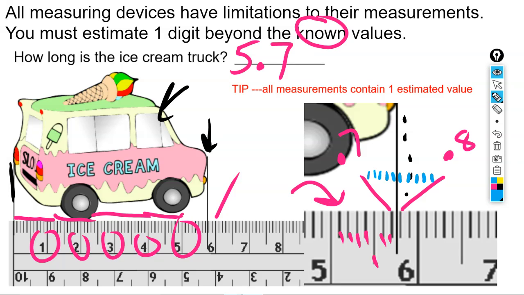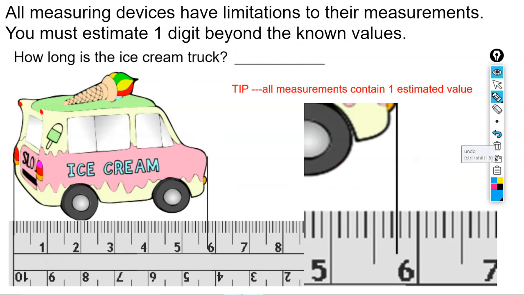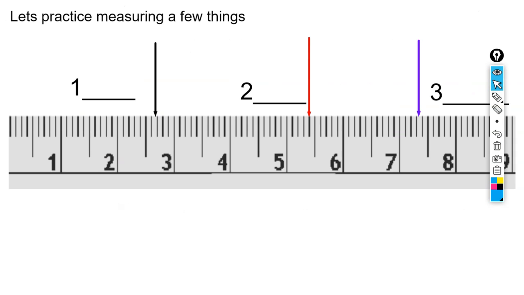So we know for sure it's 5. We know for sure it's 0.7. That's what we've written down so far. And then our estimated digit, let's say, is 6, so 5.76. And we know this is a metric ruler, so we're going to put our unit there, centimeters. So that's how we estimate one digit beyond our known value. And we do that with all measurement tools that we'll use in the science lab.